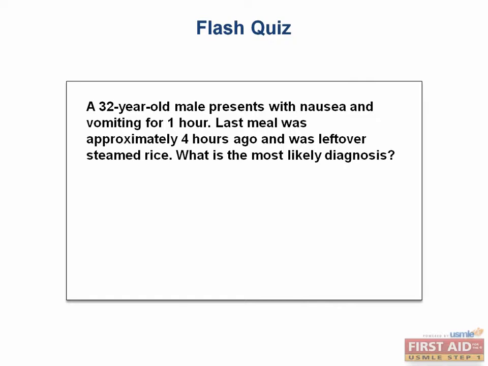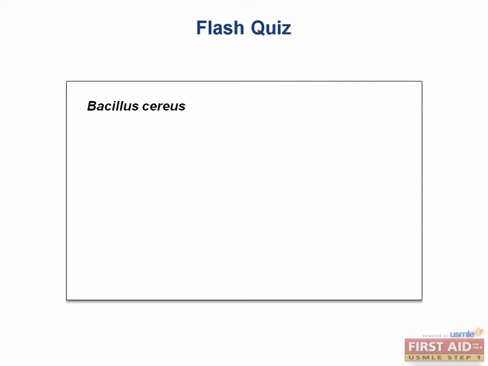Flash quiz. Okay, so now you're working in the emergency department and a 32-year-old male presents with nausea and vomiting over the last hour. The last time he ate was about 4 hours ago, and what did he eat? Leftover steamed rice. There's your clue. So, what is your most likely diagnosis? The answer is Bacillus cereus, which, remember, activates when rice is reheated.